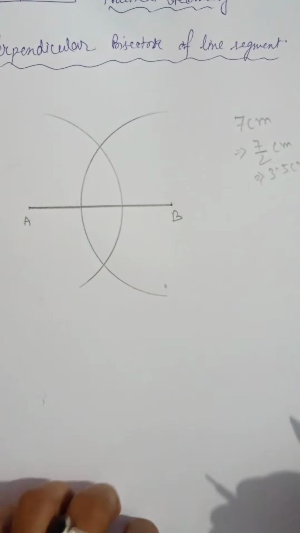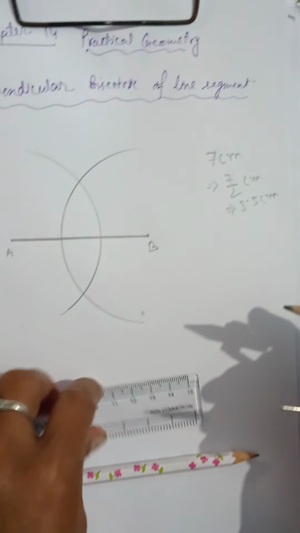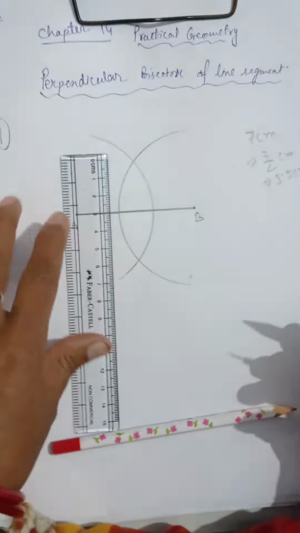Now when these two arcs intersect, we get two intersection points. You can see one intersection point here and this is the other one. Now I am going to join these two points. When I join them, what will happen, can you say? I will get one point on the line segment AB which I drew earlier. It will pass through AB. Here I can mark this point, let it be O.